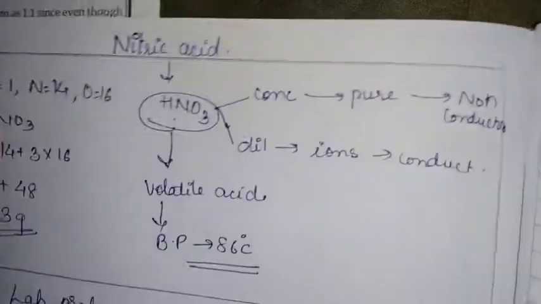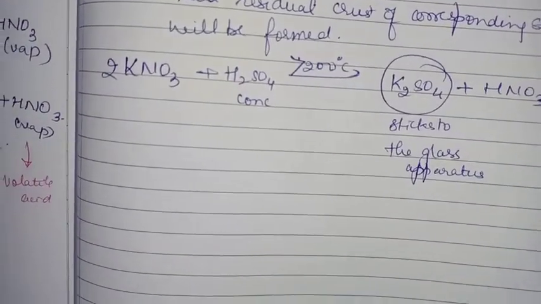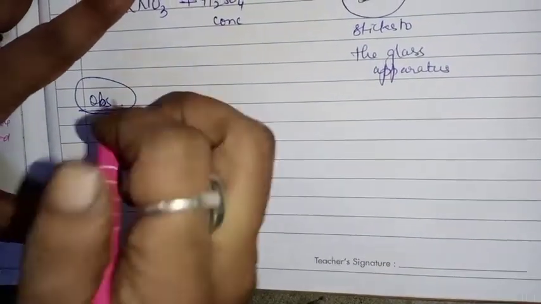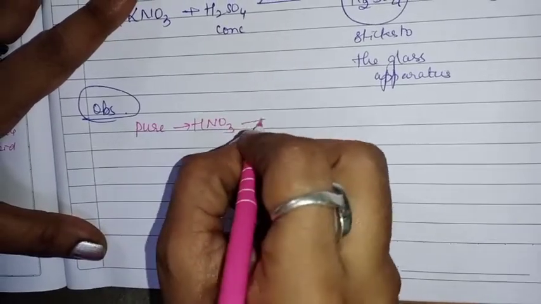Now in this we have to see the color of the nitric acid. Pure nitric acid is colorless, children. Our observation is very important, children. Pure nitric acid, pure HNO3, is colorless.